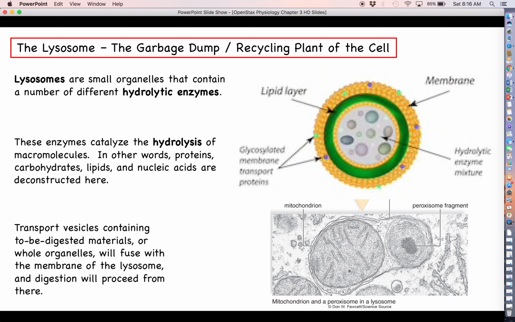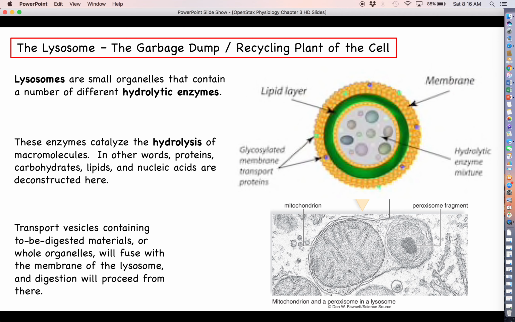So the way stuff gets delivered to the lysosome is basically the same way we've been talking about before. Something that needs to be destroyed is going to be engulfed in a transport vesicle, and that transport vesicle is going to fuse with the lysosome and deliver the cargo to be destroyed there.